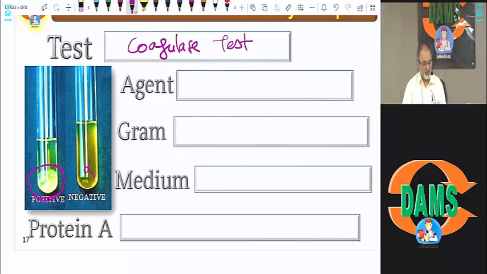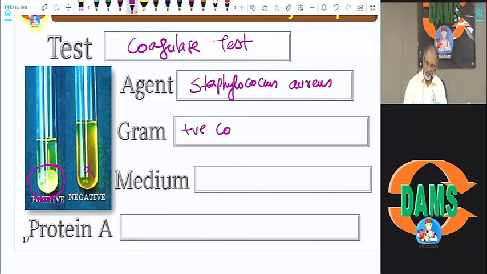Yes, Kamal Kaushik. Agent: Staphylococcus aureus. It is gram positive cocci in clusters. Very good. It's a gram positive cocci. What is the arrangement? Clusters.